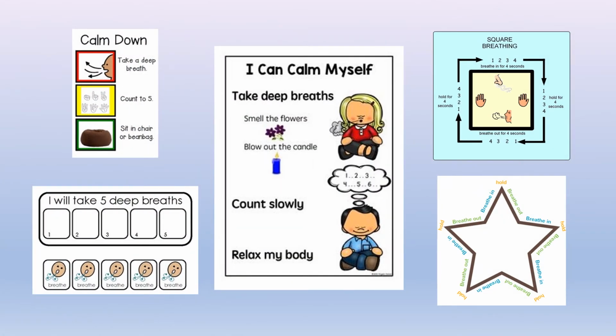You can also use or create visual resources that can help regulate the breathing of the person you're supporting. On the screen are some examples of visuals that you could use. You can also encourage the person you're supporting to smell the flowers when breathing in and to blow out the candles when breathing out, but remind them to do this very slowly.